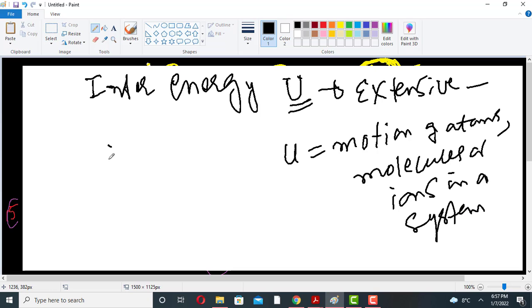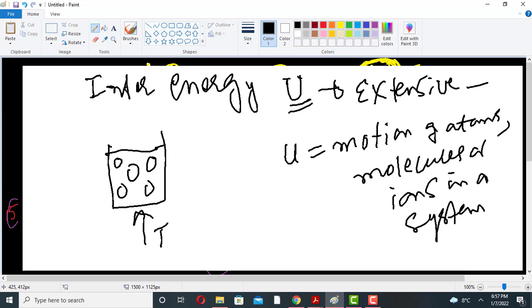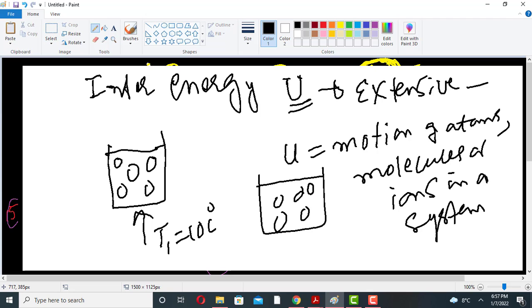Suppose this is a system, and these are the molecules in the system. Suppose it was at temperature T1, 10 degrees centigrade. Now if we increase the temperature of this system to 20 degrees centigrade, then the motion of these molecules will increase. So the internal energy of this system will increase.